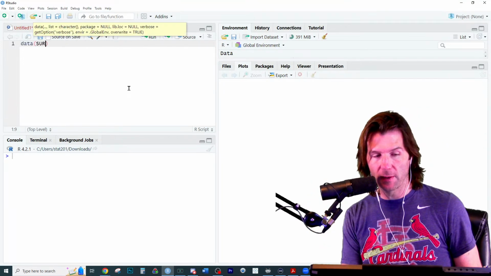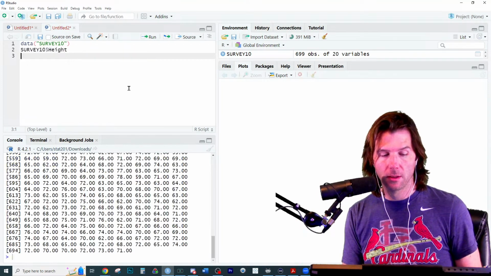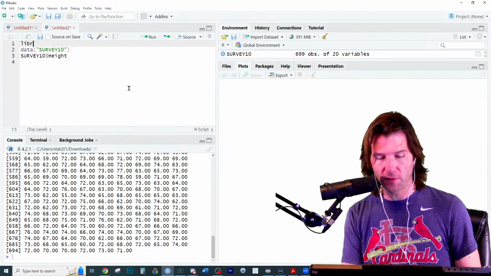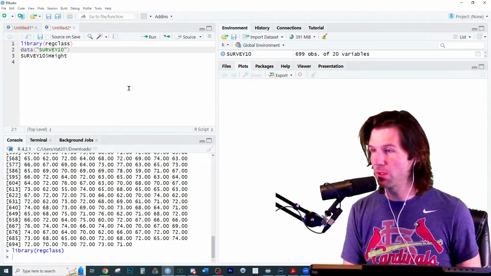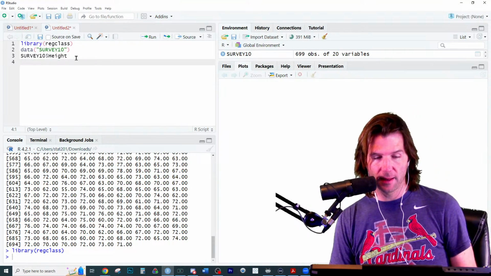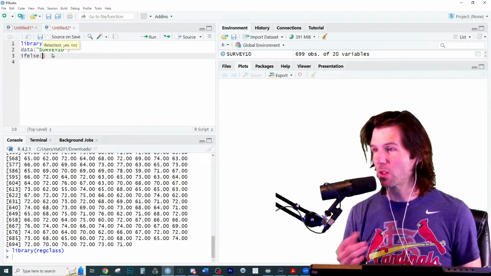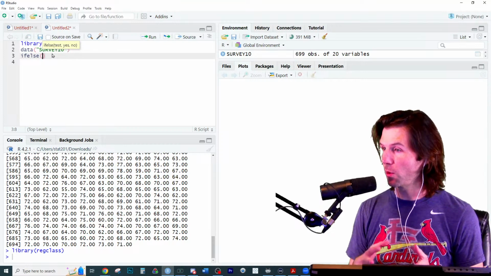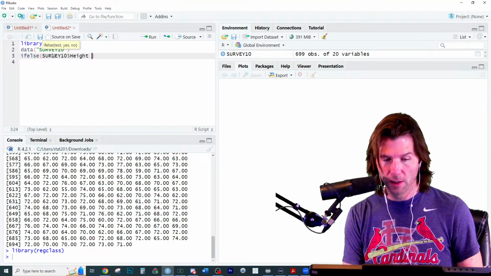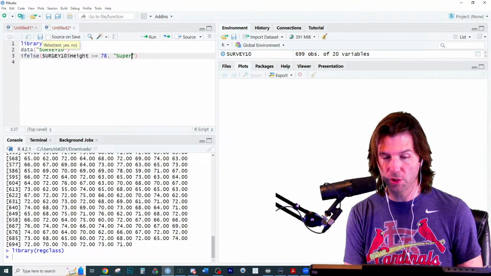I'm going to load up some data right here. And let's get heights. Okay, these are the heights of individuals. And this comes from Reg Class Survey 10, which is a data set inside of Reg Class. So with this, we're going to take this vector. And we're going to say right here, ifelse. Now, ifelse is one of my favorite ones because it does the if else across a vector. And we're going to say if somebody is greater than or equal to 78 inches, we're going to say super tall. And then right here, we're going to say not super tall.